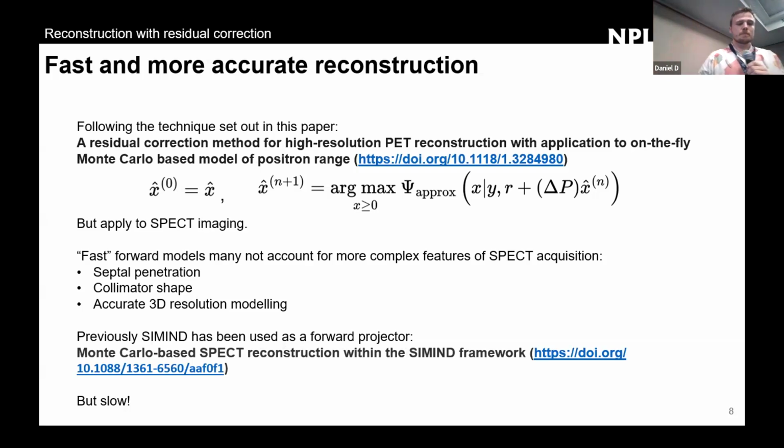update your additive estimate with the residual correction again, and so on. Previously SIMIND has been used as a forward projector, but it's very slow if you use it every single time. So what we're trying to do here is get the same accuracy as using an accurate Monte Carlo forward projection, but much faster.